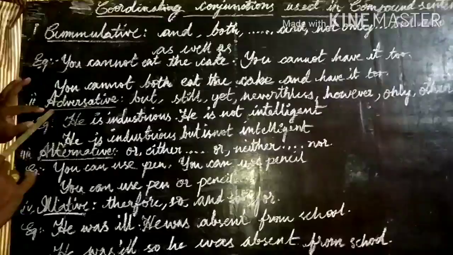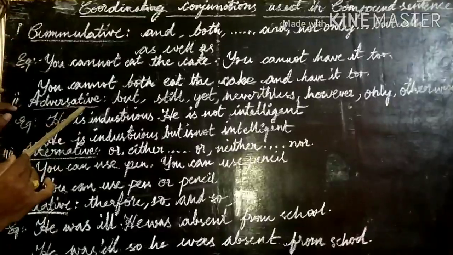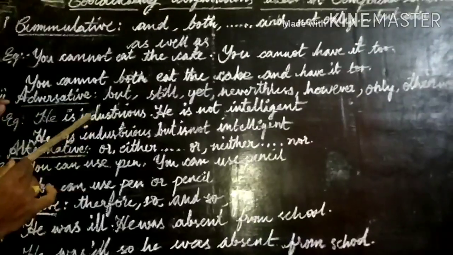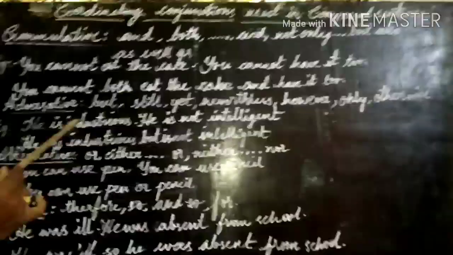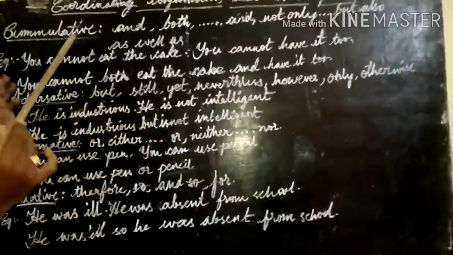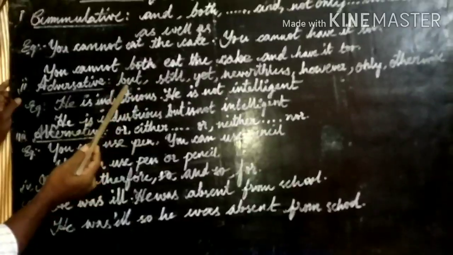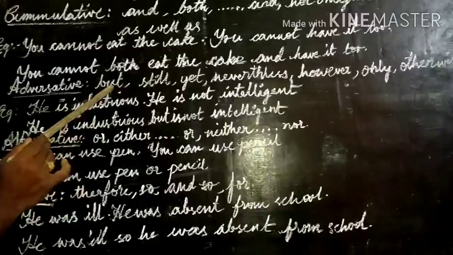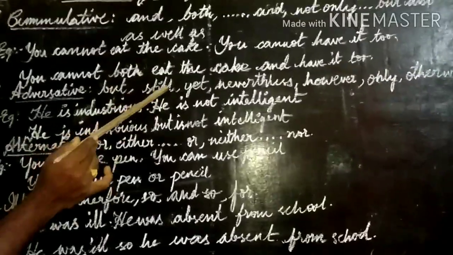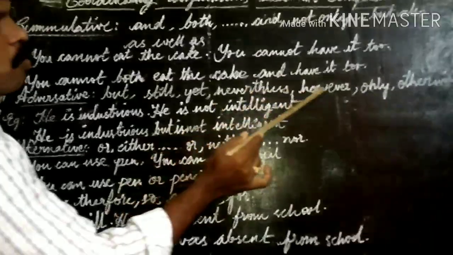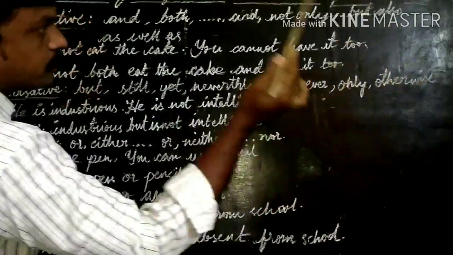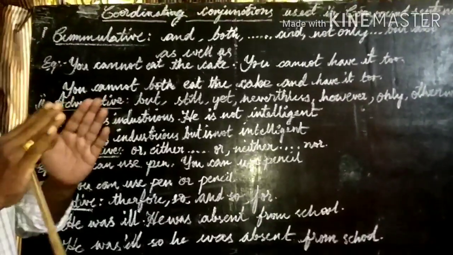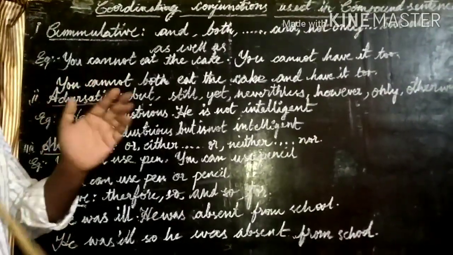Now let us go over to another kind of coordinating conjunction, adversative. Adversative conjunction is used to express opposite relation. It expresses opposite relation, contrast, difference. The coordinating conjunctions of adversative nature are but, still, yet, nevertheless, however, only, otherwise. This conjunction is used for sentences which are opposite to each other.